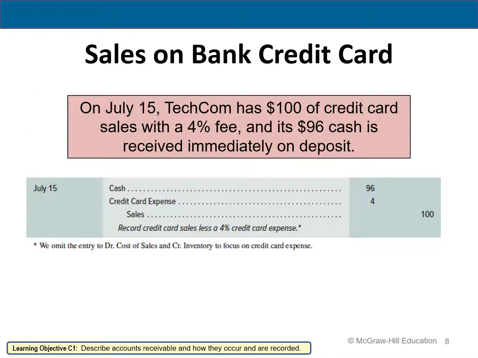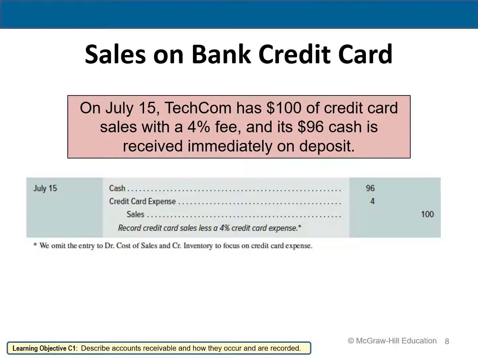All right, sales on bank credit card. So TechCom has $100 credit card sales with a 4% fee, and $96 cash is received immediately. So if you're a business and you accept your standard Visa, MasterCard kind of payments, you're not going to collect the full amount of your sales, right? The credit card company has to make some money. So that's what they're illustrating here.